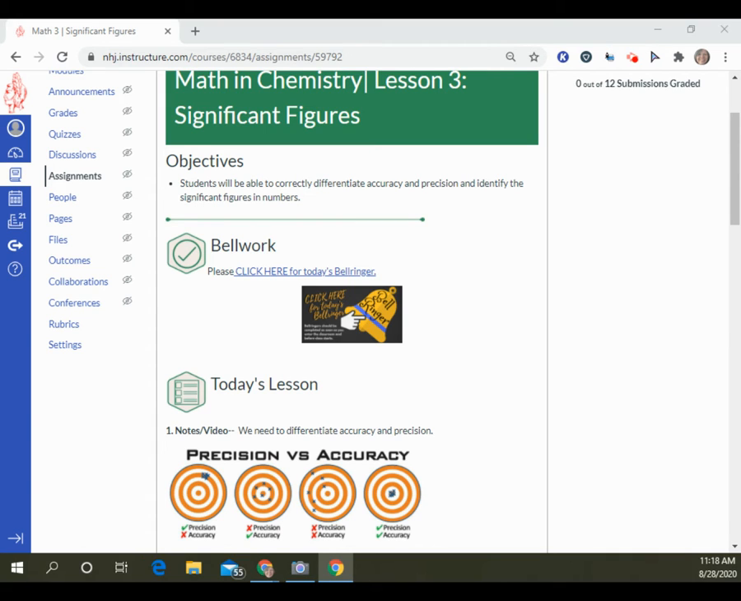Okay guys, so today we're going to talk about significant figures. You should be able to correctly identify how many significant figures are in certain numbers. So I'm just going to walk through the lesson, and we're going to take some notes in a second for you to follow along with.